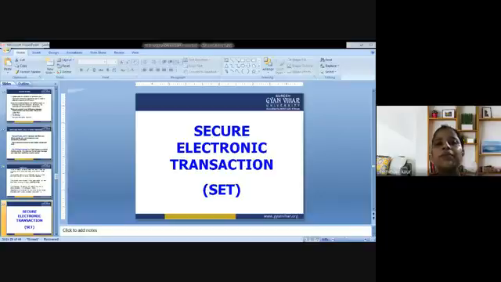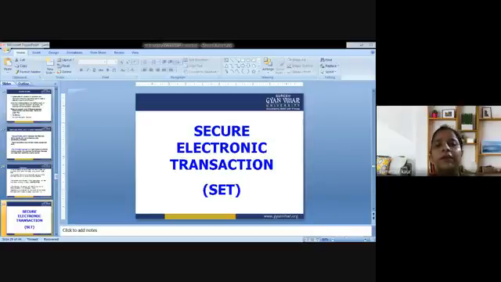So, the name refers to three domains which interact using the protocol: the merchant or the acquirer domain, the issuer domain, and the interoperability domain. Next is Secure Electronic Transaction, a system for ensuring the security of financial transactions on the internet, and it was supported initially by MasterCard, Visa, Microsoft, Netscape, and others. So many companies were supporting this in the first instance.